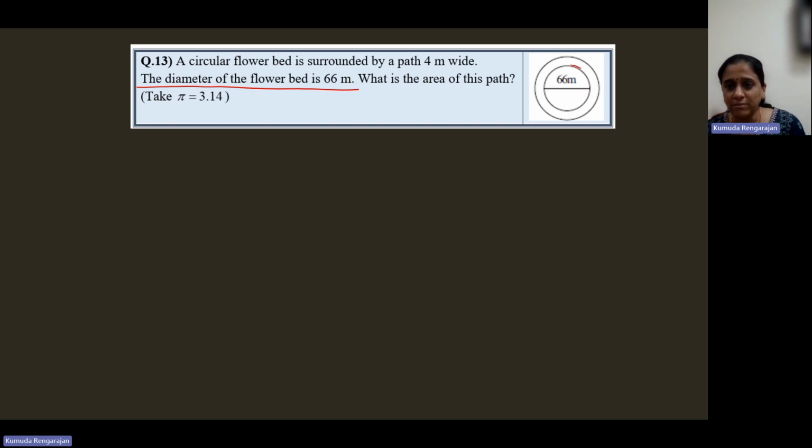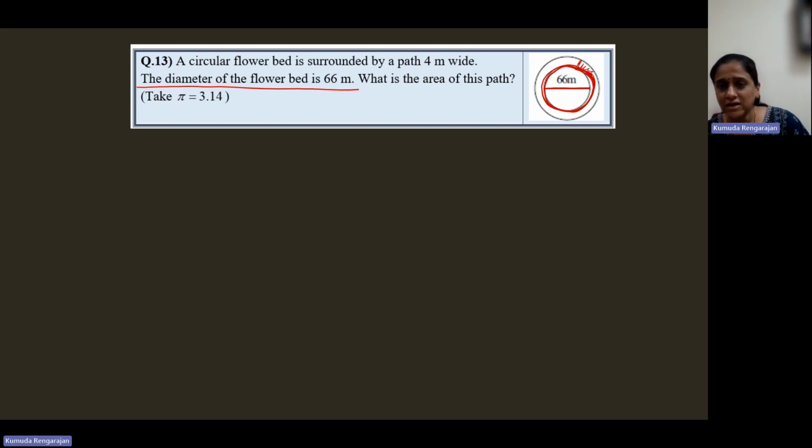So that means this is the flower bed. Like we say a bed of roses, a garden full of roses. So flower bed, meaning a garden full of flowering plants, full of flowers. So the diameter of the flower bed is 66 meters. You can see here the diameter is 66. So this is the flower bed. So this is the path.